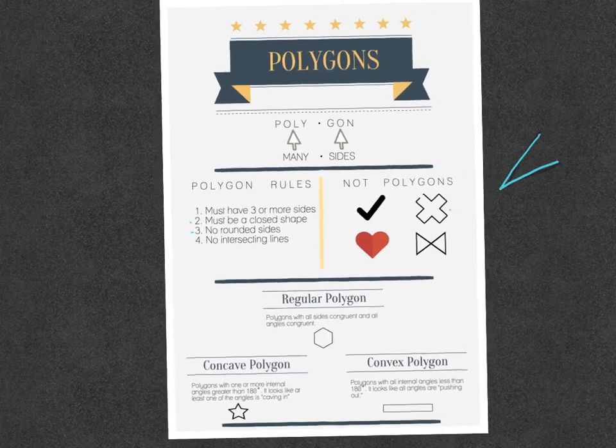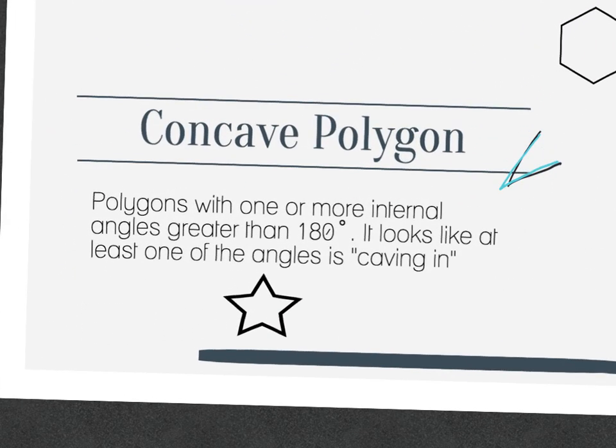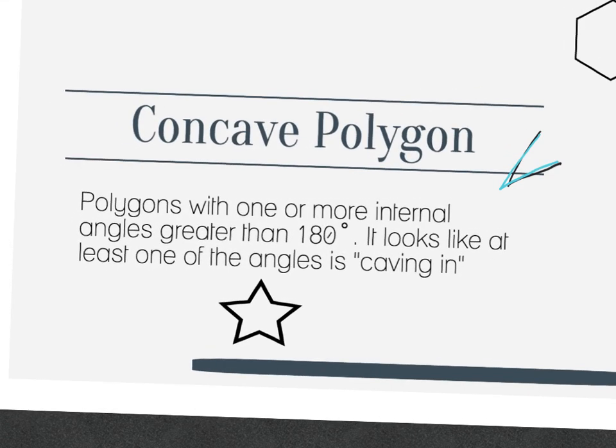So that being said, the next two ways to talk about our polygons are concave and convex. So concave means that at least one of the angles looks like it's quote-unquote caving in. So if we look down here at this star, these angles look like they are caving in. So what I mean by that is that right here, see how this angle's pushing in? Same with this one and this one. So all of these that look like they're pushing in towards the middle of the shape are the ones that are going to be caving in, which is really making this a concave shape.